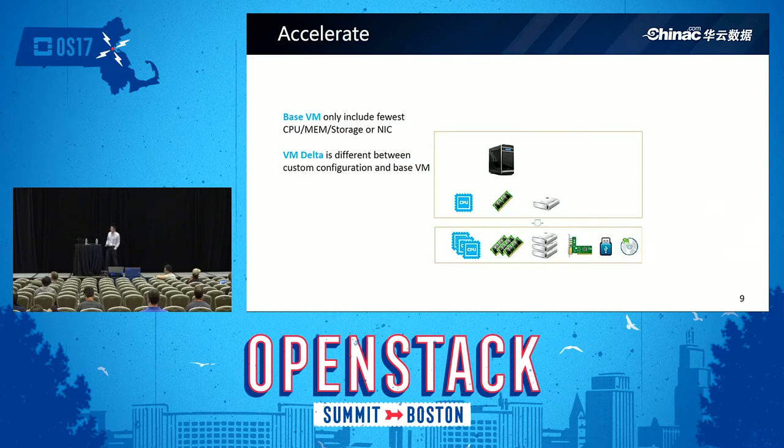Okay, the VM delta is the difference between the customer configuration and the base VM. If the base VM has one CPU, 1 gig memory, and one system disk, and the user creates new machines, we could increase the CPUs, memories, disks, NICs, and other hardware types.